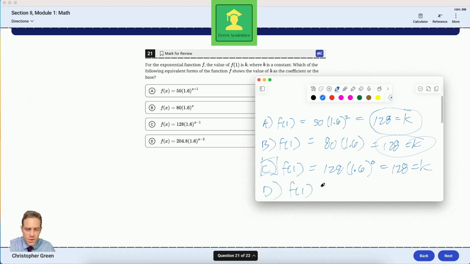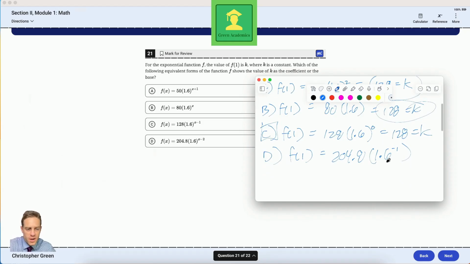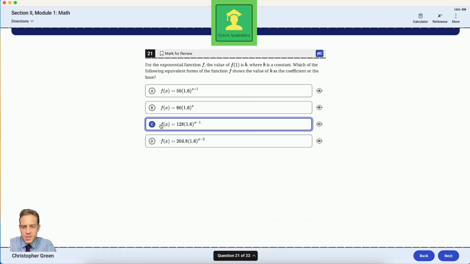And then just to be thorough, this would be 204.8 times 1.6 to the negative 1, which gives you 128, but the number 128 does not itself appear in the equation. Kind of a strange question, but it's C.